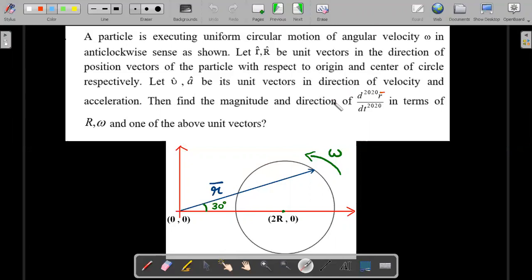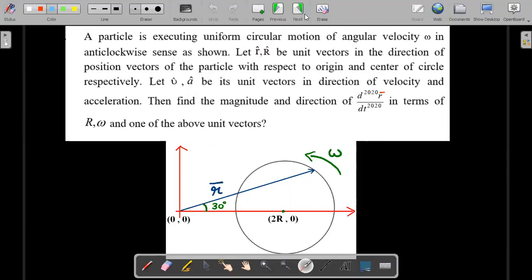So we want the magnitude and direction of the vector in terms of the radius of the circle and the angular velocity, which is constant because it's a uniform circular motion. For the direction, you may use any one of the unit vectors that I have marked here, either r cap, capital R cap, V cap, or A cap, or any anti-parallel vectors of these. So let's try to see this. If you want to give it a try and have some fun, pause the video, give it a fair try, and then go ahead with the solution that I'm going to present.